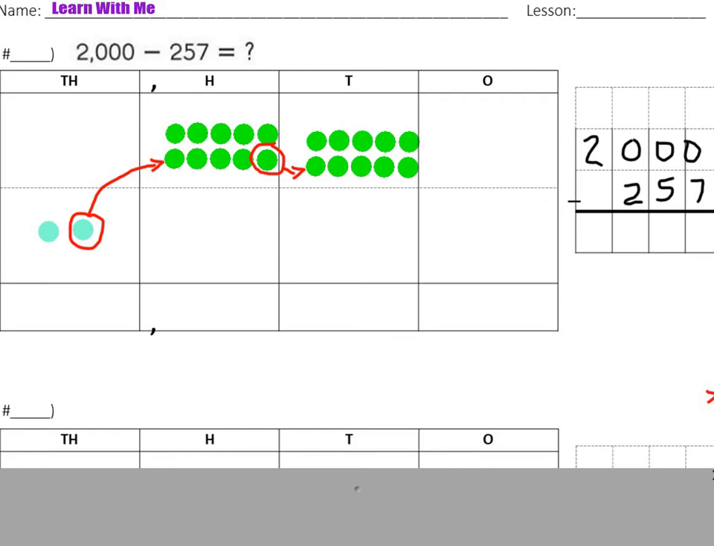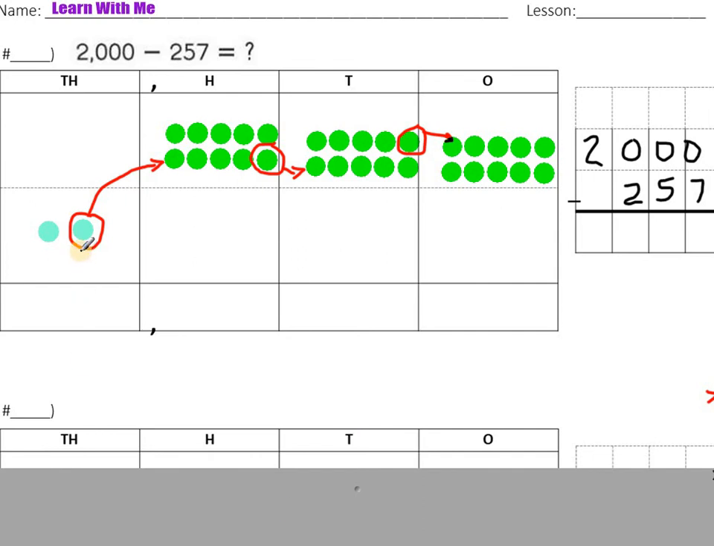And I need something in the ones place because I need to subtract 7 ones. So I'm going to regroup one of these tens into the ones place. There it is. So that's what it looks like with chips. And we've seen how it looks like with base 10 blocks. But what does it look like in an algorithm?